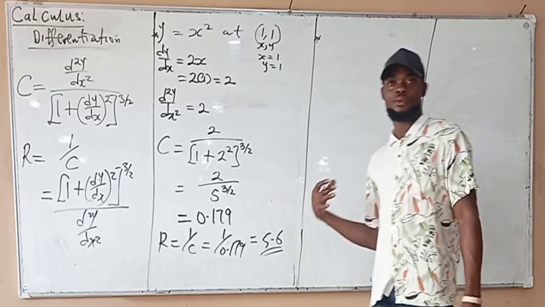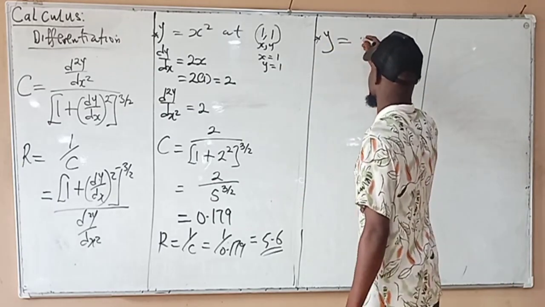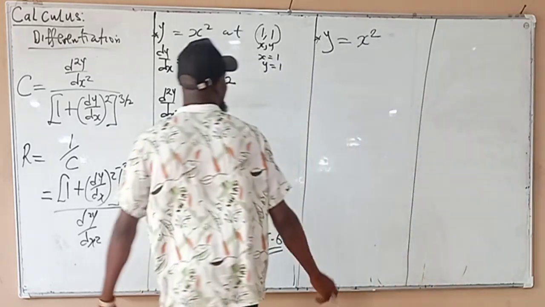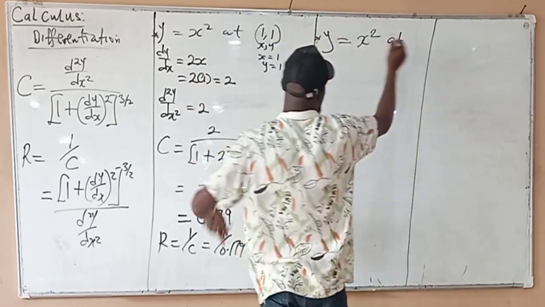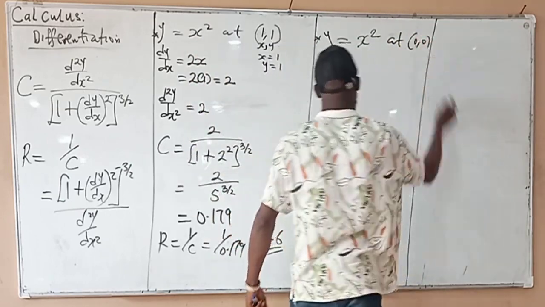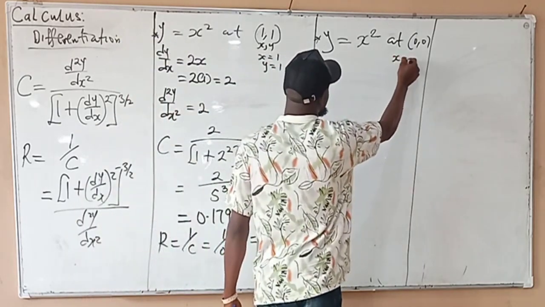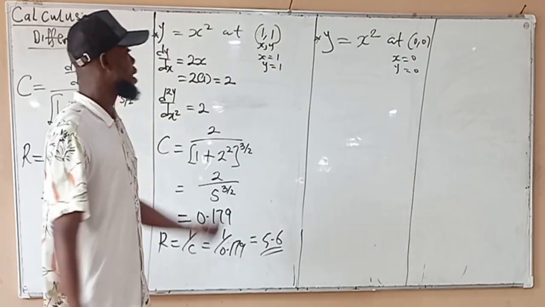Then let's look at this other question before we go. Obtain the curvature and radius of curvature of this curve. y is equal to x squared. Let's look at another point now. We looked at 1, now look at 0, at this point, 0, 0. This one means x is equal to 0, y is equal to 0. At that point, what will be the curvature and radius of curvature?